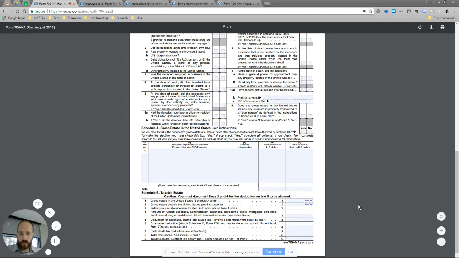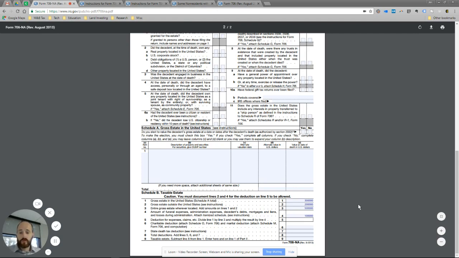The entire gross estate, $500,000. Expenses, and you can look into this more, but this is basically anything that the estate has to pay: mortgages, expenses, other debts, medical expenses. We're going to give this 100,000 of expenses, which is a lot. So now this is the actual deduction.